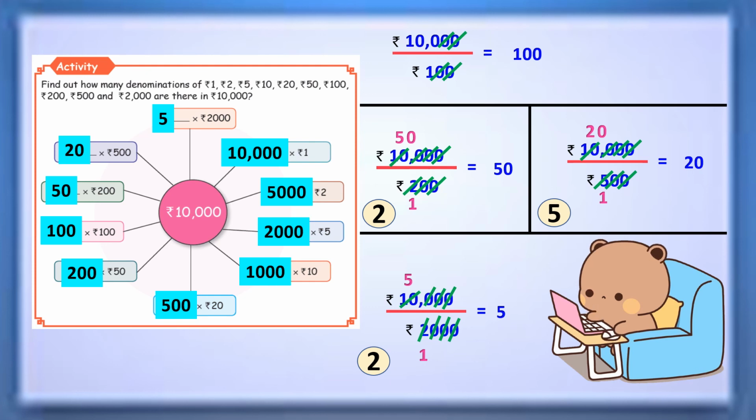You can also take a model. Collect 5 2000 rupee notes and then if we add, you will get the same 10,000 only. Hope you all understood, I think.